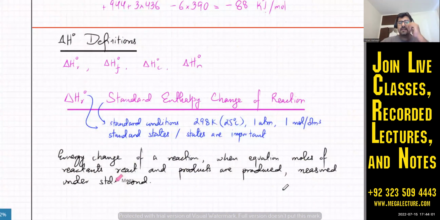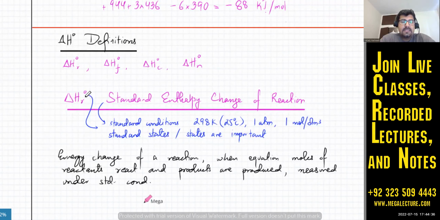The energy change of a reaction when equation moles of reactants react and products are produced, measured under standard conditions. What does that signify? If you're asked about enthalpy of reaction, remember if I burn methane, the gas that's coming in the stove, or if I burn octane, which is petrol, there's a certain amount of heat produced. That's the enthalpy change.